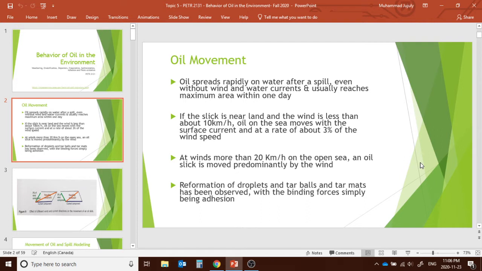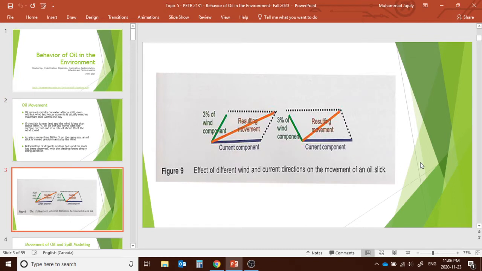The reformation of droplets and the tar balls and tar mats have been observed also, and the binding force is simply due to the adhesion. Okay, now let's see the effect of the wind and current. If this is the current component, like the ocean's wave, okay, the force, and if this one is the wind component, okay, here.